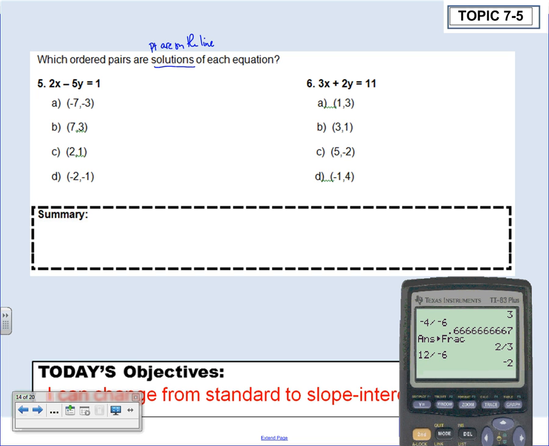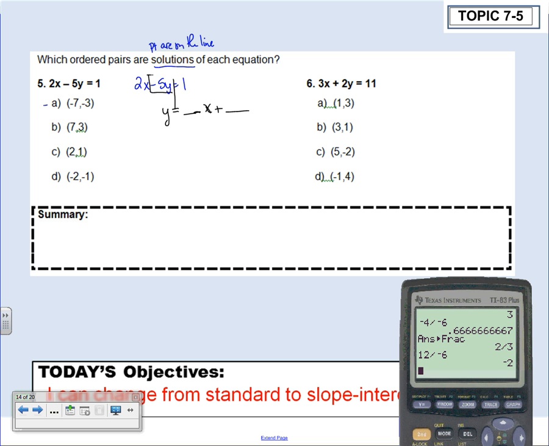So the points that are given, you're trying to find out: is this point, the point that's A, B, C, or D, on the line that is given by 2x minus 5y equals 1? We want to use our calculator to help us out, and the way that we can do that is by changing this equation to y equals, because then we can graph it on the calculator. So we're going to change this to y equals blank x plus blank.